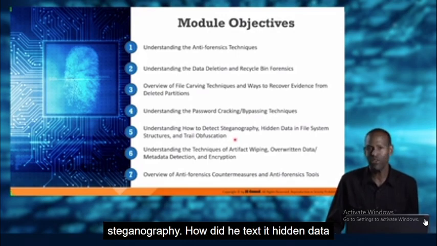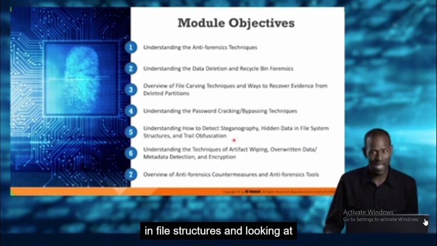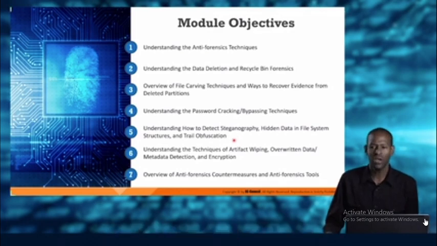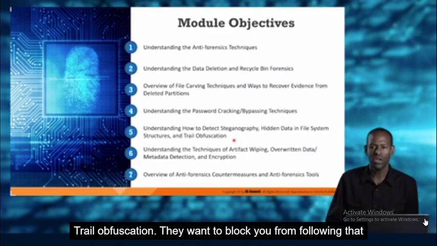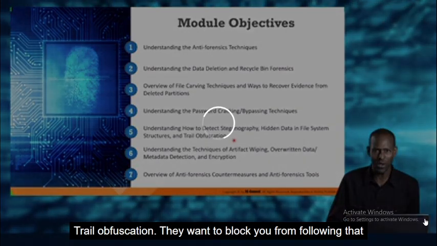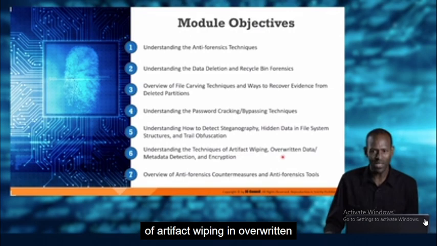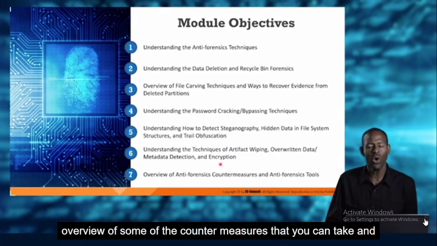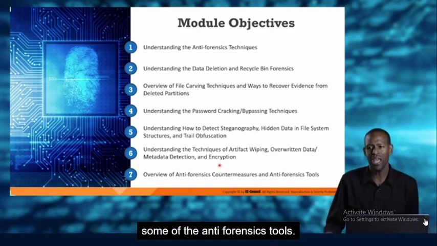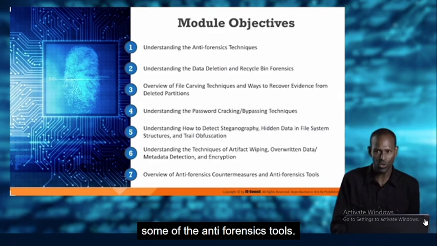We'll look at steganography, how to detect it, hidden data in file structures, and trail obfuscation. They want to block you from following that trail. We're also going to understand the techniques of artifact wiping, overwritten data, and metadata, with an overview of some of the countermeasures that you can take and some of the anti-forensics tools.